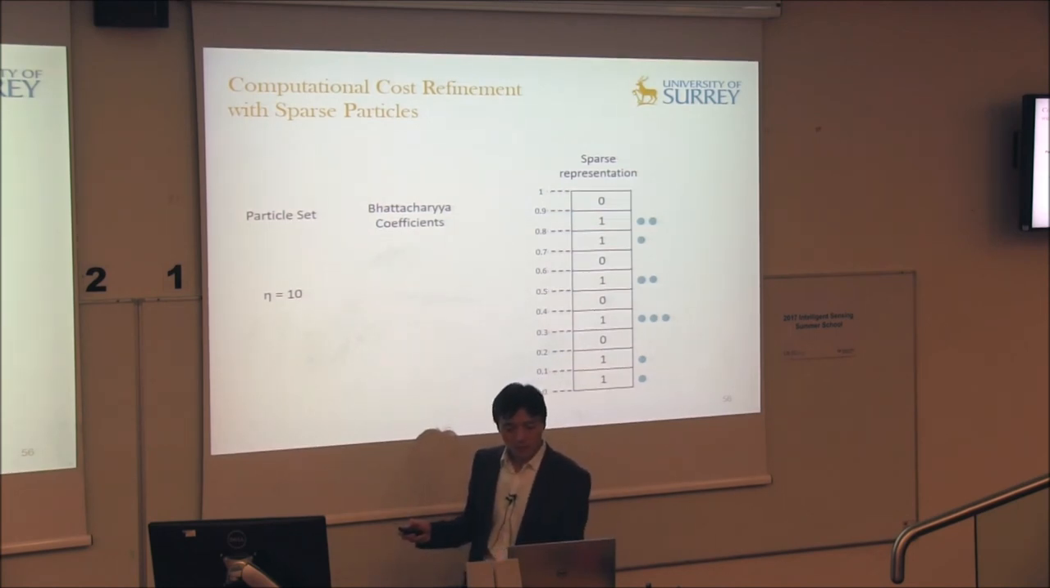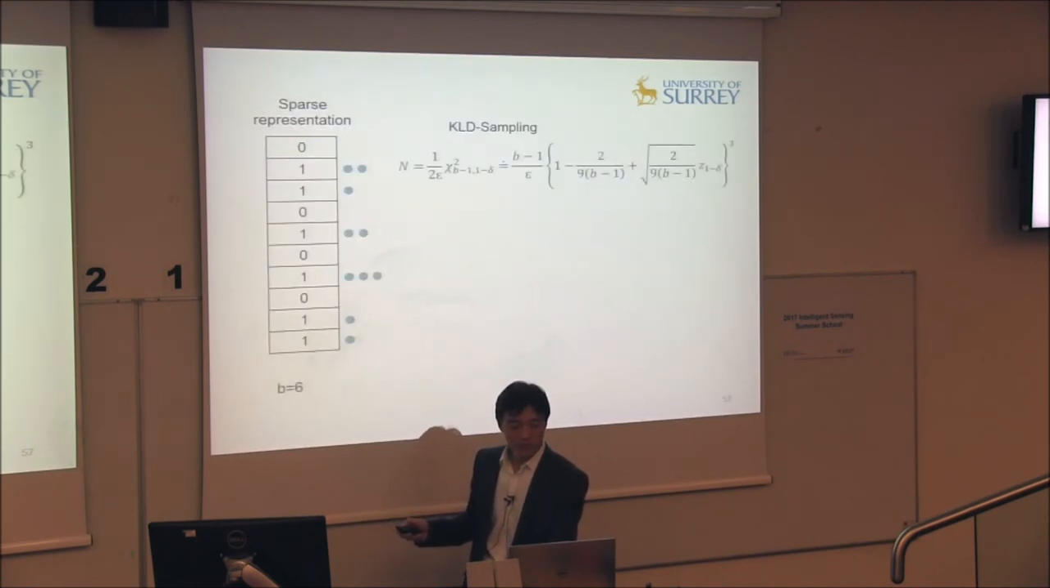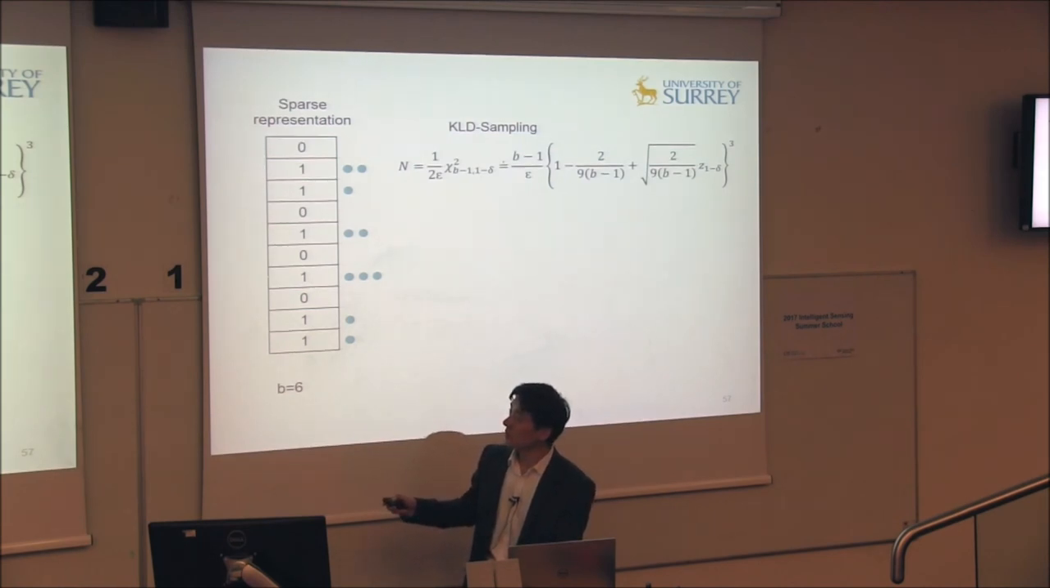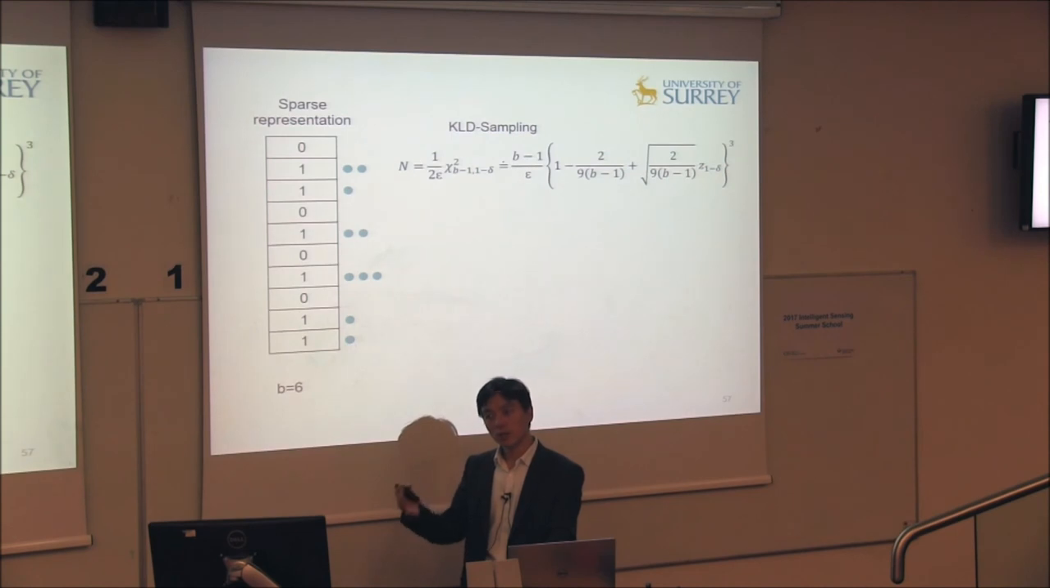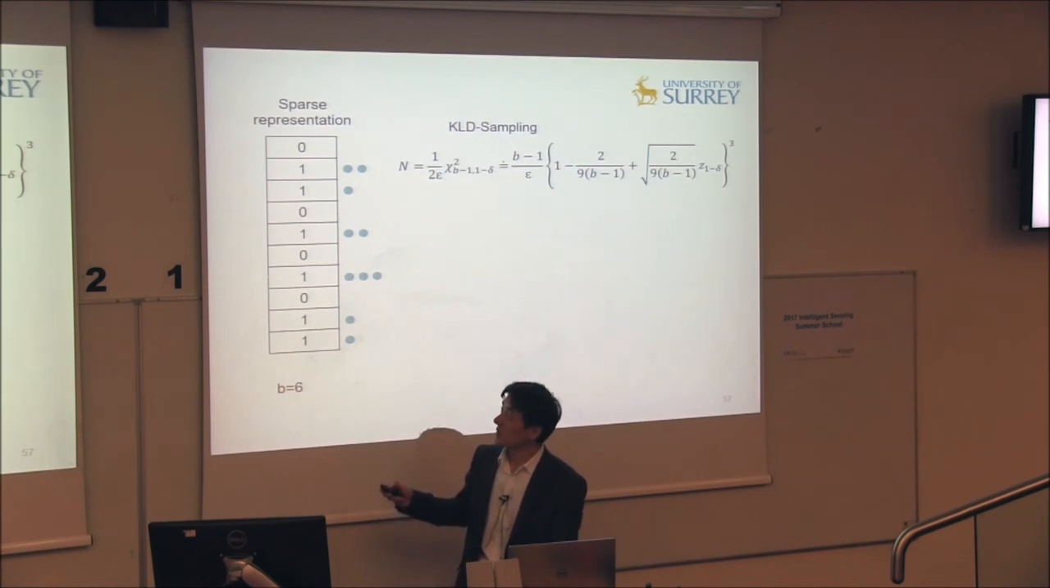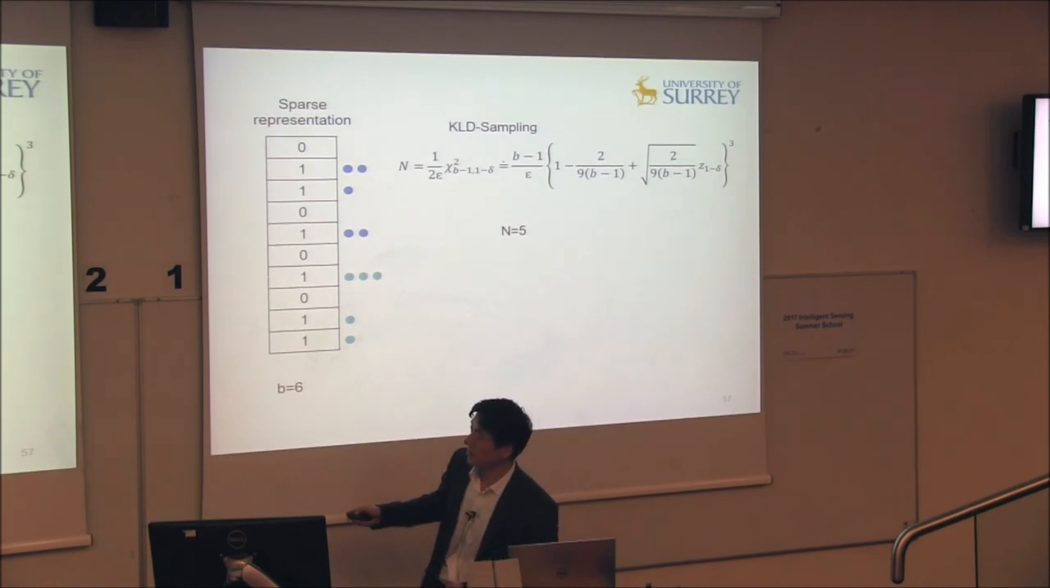And then what you do is you can use the KRD sampling, the technique we used earlier, to calculate the number of particles that we need to use to represent the distribution. This is the number of bins B we're using, and this is the quartile that we're going to use. Based on these parameters, in this case B is equal to 6, because there are 6 non-zero intervals, with 1, which means that you have particles in those intervals.